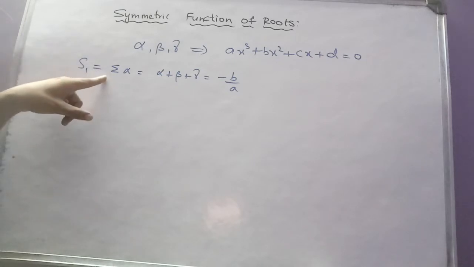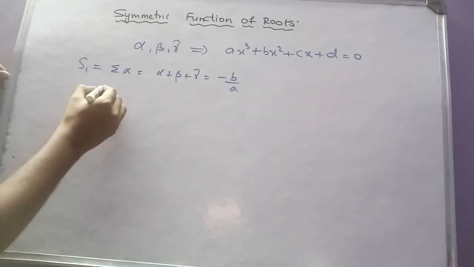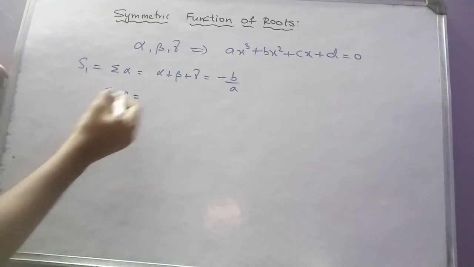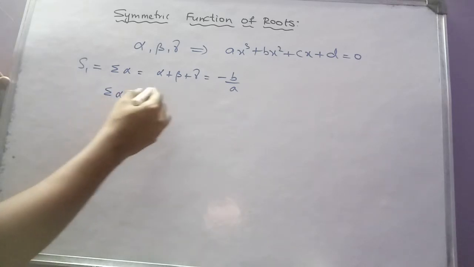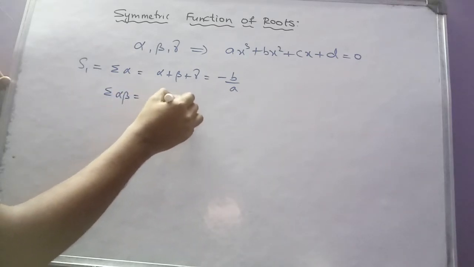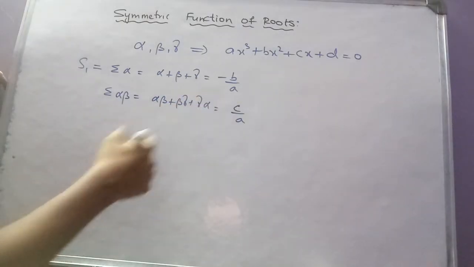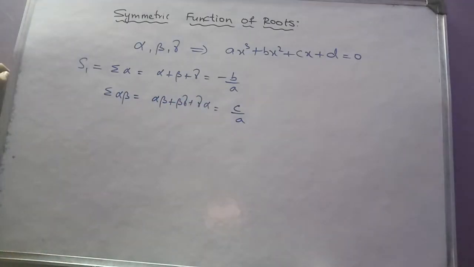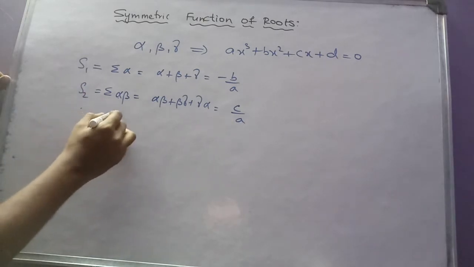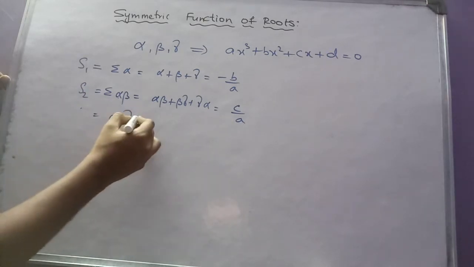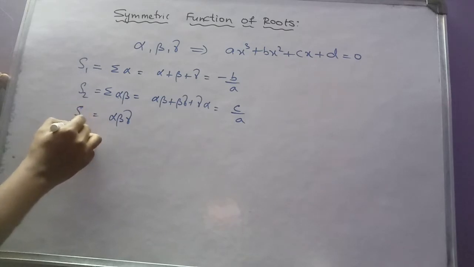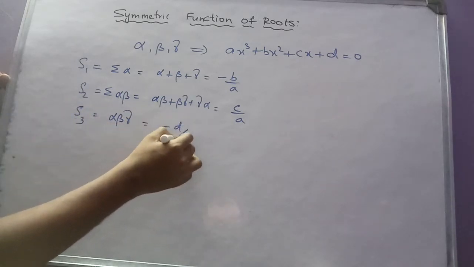Sigma alpha, the sum of the roots, is called S1. And next, sigma alpha beta. Sigma alpha beta means alpha beta plus beta gamma plus gamma alpha, which is c by a. The sum of the product of roots taken 2 at a time. This is called S2. And then the product of the roots, alpha beta gamma, is called S3, which is equal to minus d by a.